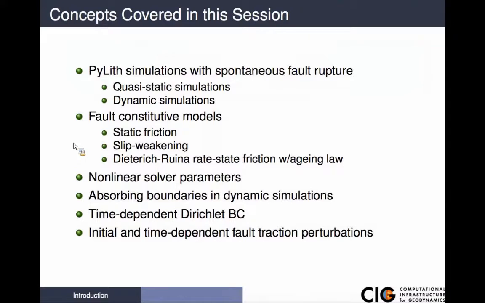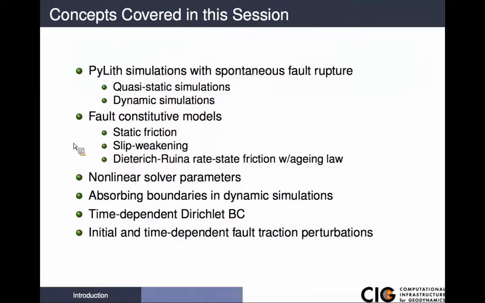Concepts covered: we call this fault friction. It's often called spontaneous fault rupture. Some people call it dynamic fault rupture, but then they think dynamic versus quasi-static. Within the PyLith code itself, it's dynamic versus kinematic, but people sometimes get confused with dynamic versus quasi-static versus static. So the more generic term would be spontaneous fault rupture.